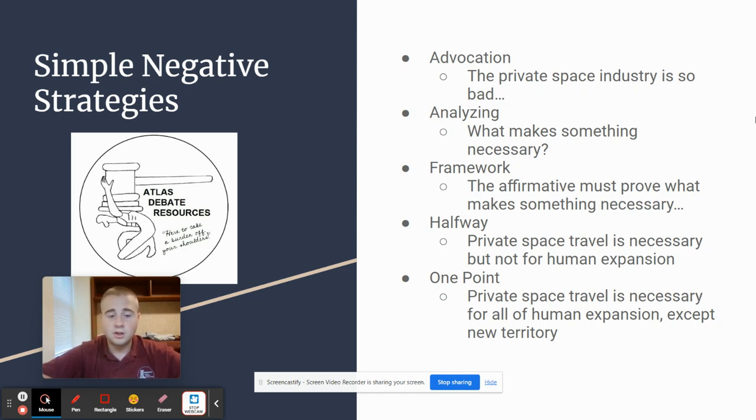These next two strategies are unique to the negative style, and therefore I'm going to explain them a little bit more in depth than I did the first three. The first is the halfway argumentation. Under this example resolution, it would be something like private space travel is necessary, but not for human expansion. The halfway strategy is characterized by dropping certain things, meeting certain arguments, and it's kind of going halfway.